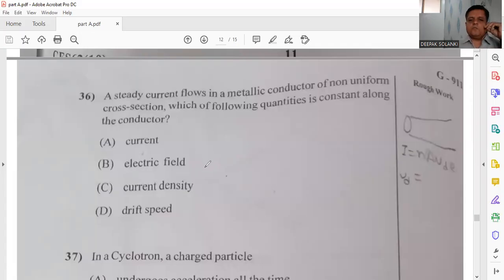Steady current flows in a metallic conductor of non-uniform cross-section. Which of the following quantities is constant? So we know that current is a macro quantity. So throughout the conductor, current remains the same.